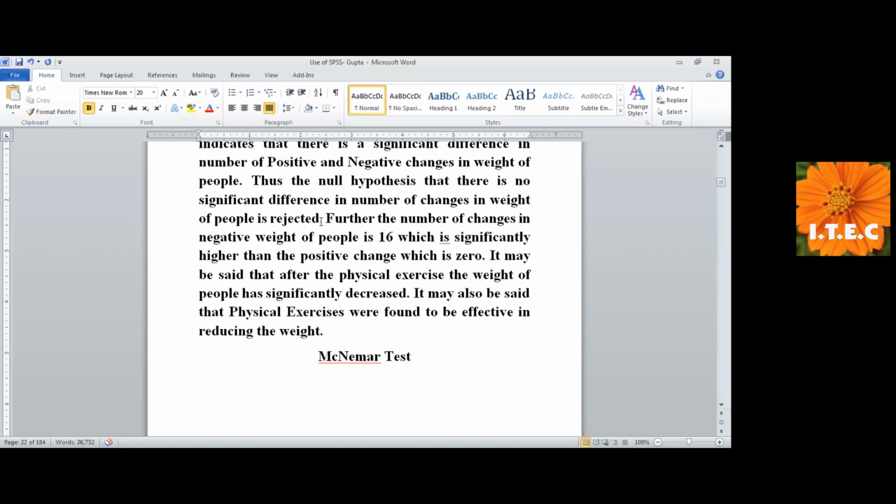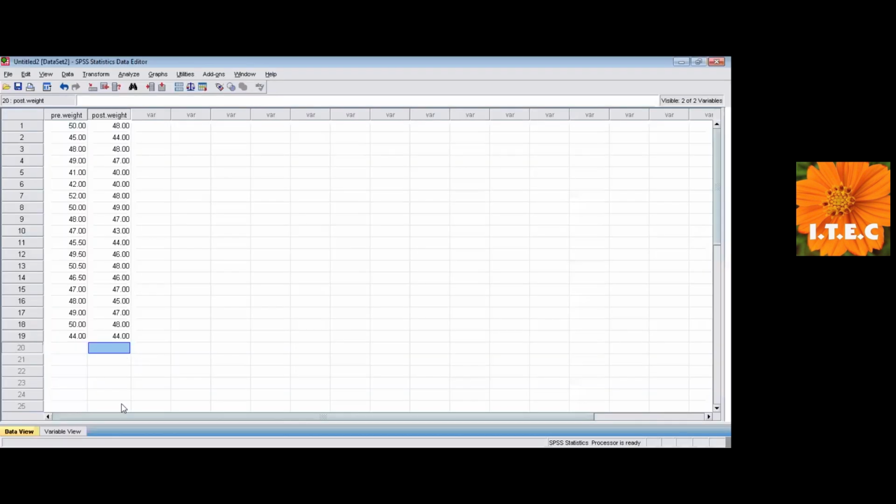Let me take another example and try to see whether the number of cases in the positive and negative are the same or not. Let me have one more example for your understanding purpose.